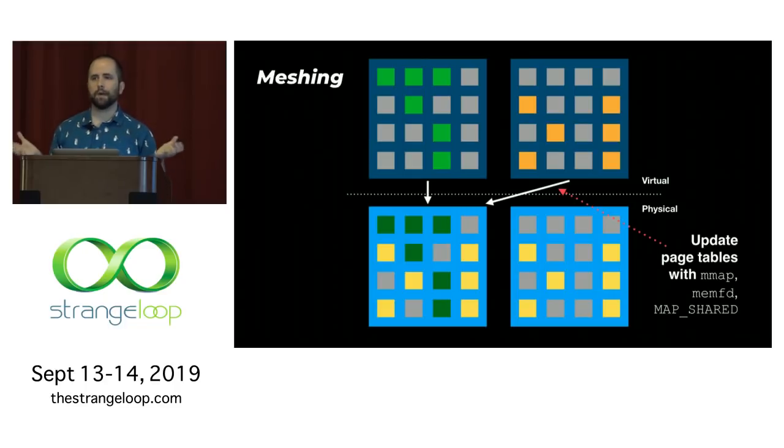Next, we can update the process's page tables to point both of these virtual pages at the same physical page. And we're able to do this with an mmap system call. And in particular, we're able to have this sort of fine-grained control over page tables because our heap is backed by an in-memory temporary file that's mapped into the process's address space with the MAP_SHARED flag. And that gives us this mechanism to sort of directly poke at the page tables.